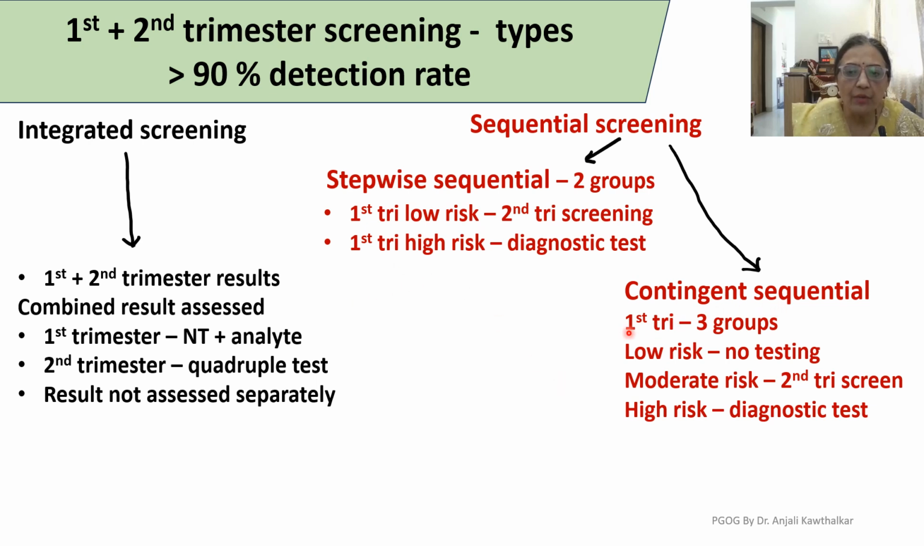Contingent sequential is where we divide into three groups on the basis of the first trimester screening result. In low risk, there is no need to repeat the testing in the second trimester. In moderate risk, you repeat in the second trimester, the analyte test or quad test. But in the high risk group, you directly go for diagnostic testing. That is contingent sequential screening. So in sequential, if you divide into two groups, it is stepwise. If you divide into three groups, it is contingent. In contingent, there is a low risk group where there is no need to do the quad test.